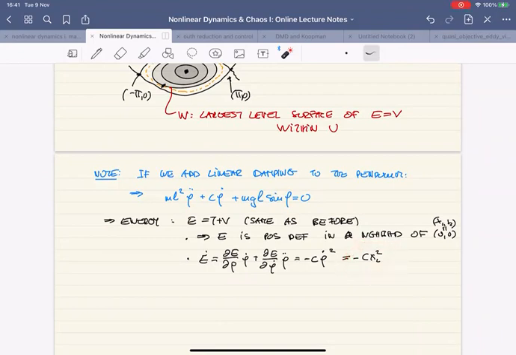Is that true? No, it's not true. Not true. Thank you. And why is it not? It's not true at those points where the pendulum stops and reverses direction. So where phi dot is 0. Where phi dot is 0.